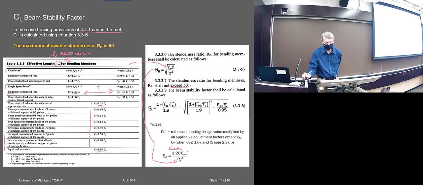Pretty much. Over the slenderness, right? We normally say L over R would be the slenderness ratio. But this is the slenderness ratio we're using for the wood. And this comes out like that. And oh yeah, this is for the E min, right?